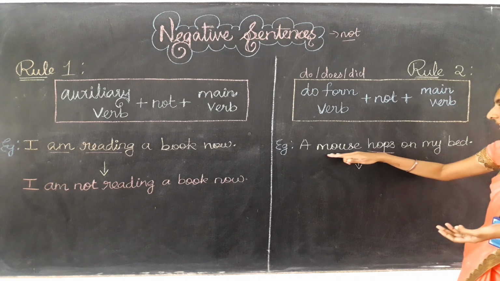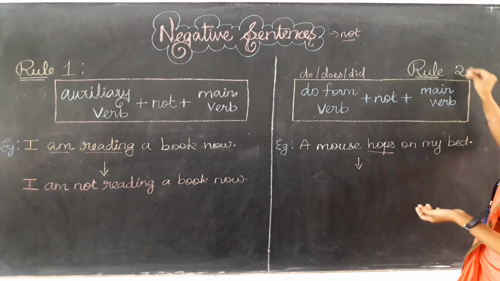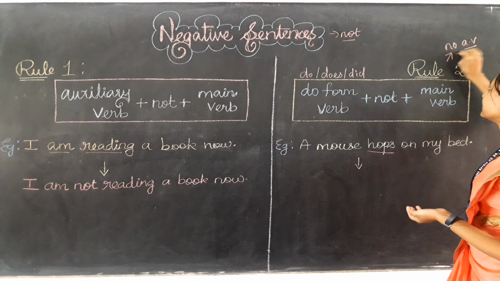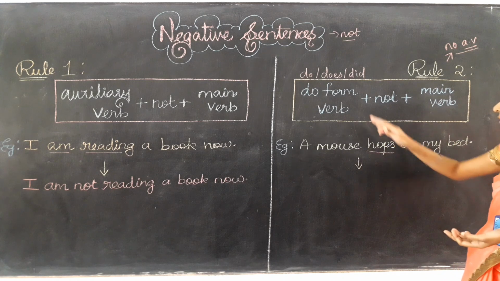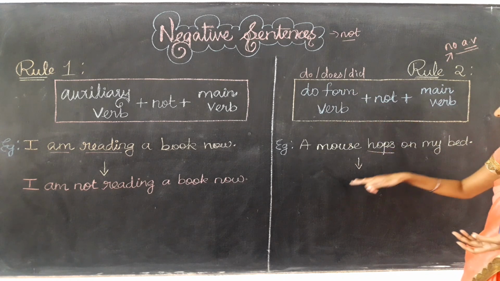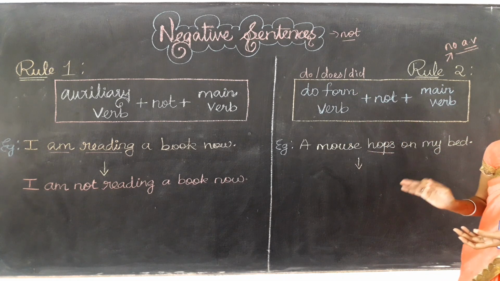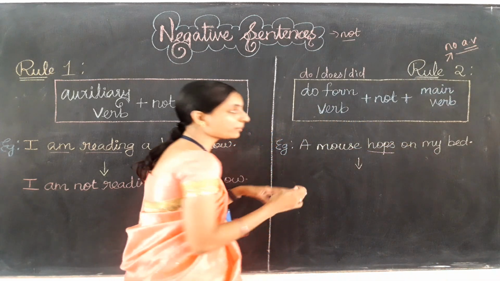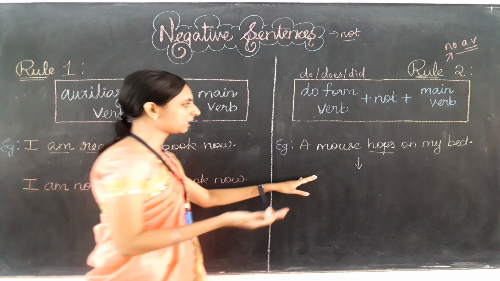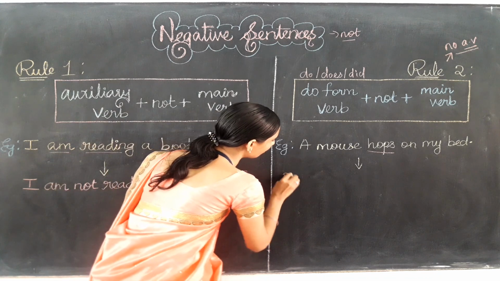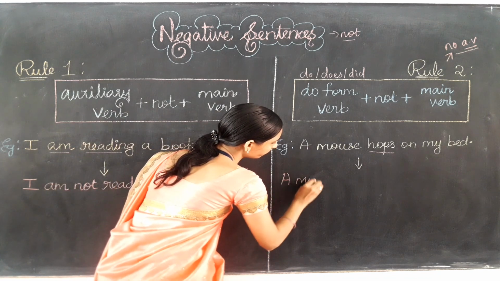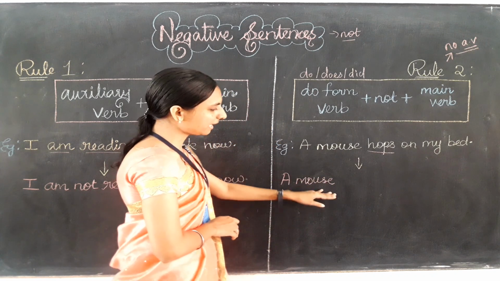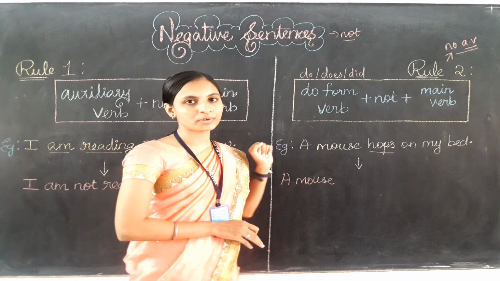So when there is no auxiliary verb, then we need to use a do form verb in place of writing the auxiliary verb. For example, the subject will come as it is. Now I am going to change this sentence into the negative. Now let's see how it is going to be changed. A mouse, because it is the subject, will come as it is.